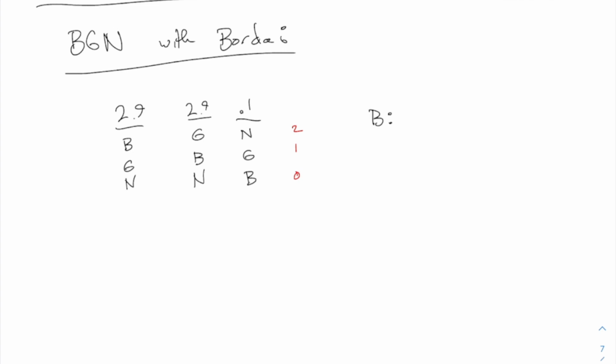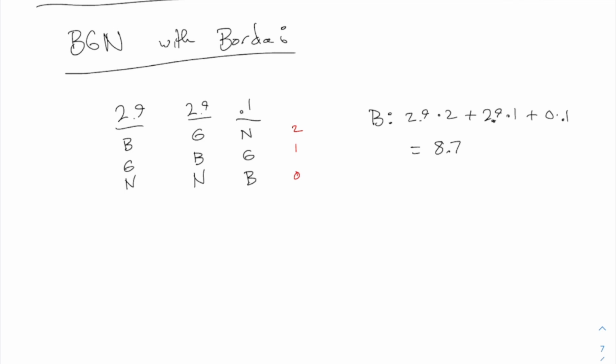What does Bush get? Bush is getting 2 points each from 2.9 million people. So this is 2.9 times 2 from that column, plus in the next column, 1 point from 2.9, so 2.9 times 1, plus the last column is 0, 0 times 0.1. If you add them up, I added this up ahead of time. I got 8.7. That's not really hard to do, but Bush gets 8.7 million Borda points.